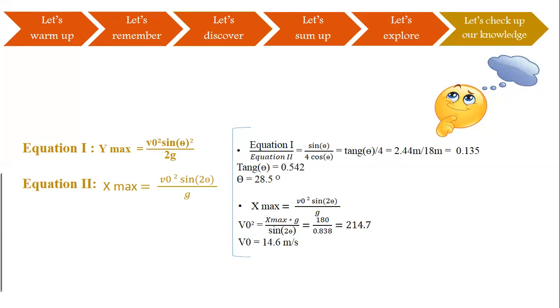Now I have theta. It's easy to calculate V0. I can use equation 1 or equation 2 because I have theta now. I have one variable, which is V0. Then X max is V0 squared sine 2 theta over g. V0 squared equals X max times g over sine 2 theta, which is equal to 214.7. Then V0 is the square root of 214.7, which is 14.6 meters per second.